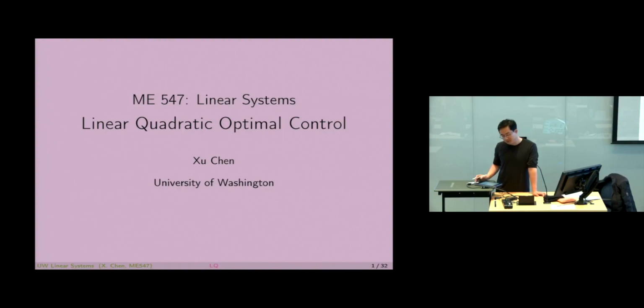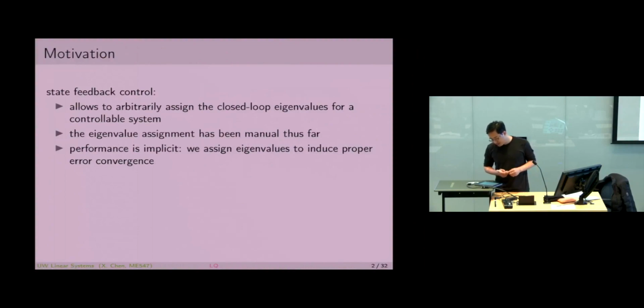This is perhaps closest to what you're going to implement in practice in many problems. The topic is called linear quadratic optimal control. And it starts with a very simple motivation. We know state feedback control is powerful.